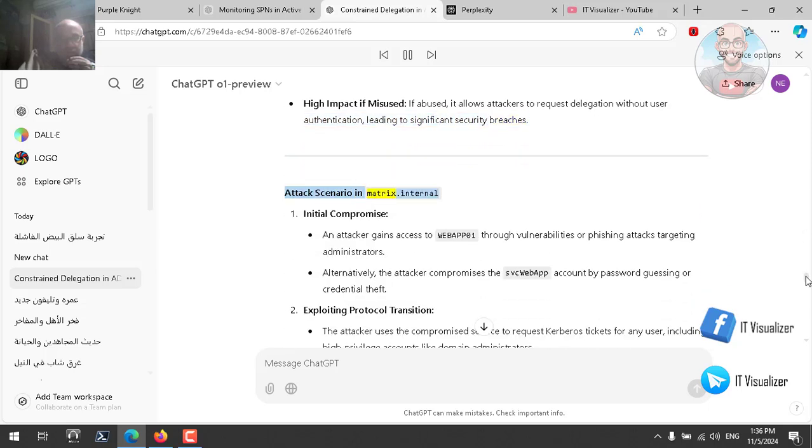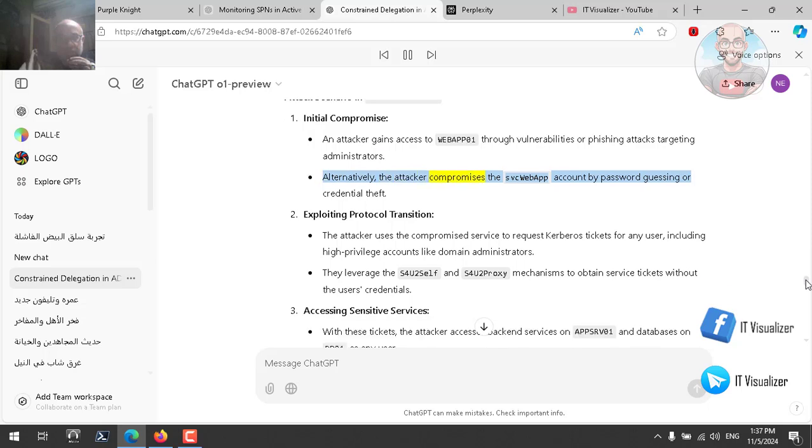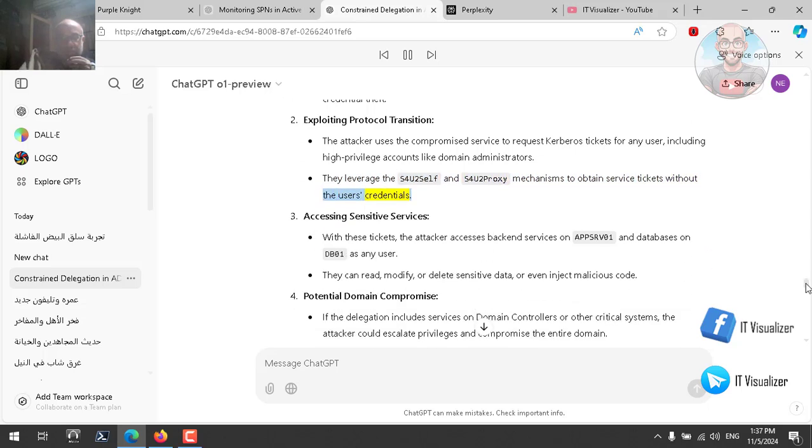Attack scenario in matrix.internal. Initial compromise: an attacker gains access to WebApp01 through vulnerabilities or phishing attacks targeting administrators. Alternatively, the attacker compromises the SVC-WebApp account by password guessing or credential theft. Exploiting protocol transition: the attacker uses the compromised service to request Kerberos tickets for any user, including high-privilege accounts like domain administrators. They leverage the S4U2Self and S4U2Proxy mechanisms to obtain service tickets without the user's credentials.